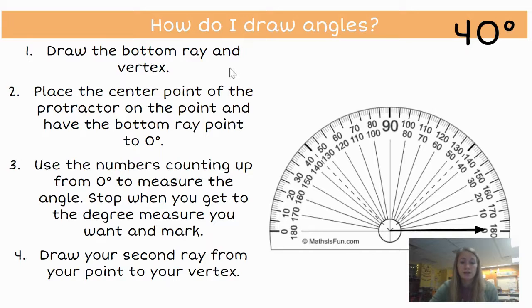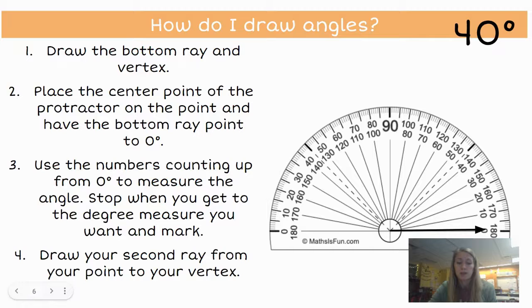Then you're going to place the center point of the protractor on the point and have the bottom ray point to 0. Much like when we are measuring the angle, we're going to line up one of our rays with the center point and the number 0. And notice the degree we're trying to get to is 40 degrees. So now we're going to use the numbers counting up from 0 to measure the angle.